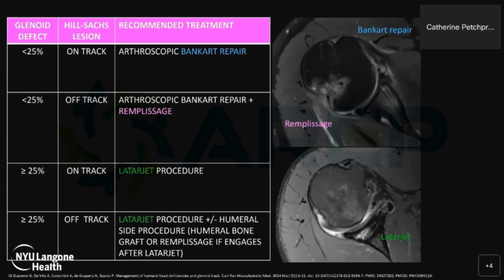Knowledge of the degree of glenoid bone loss and whether the Hill-Sachs lesion is on or off track has been helpful in guiding the surgical management of these patients. Failure to address both the humeral and glenoid defects risks recurrent instability after surgery.